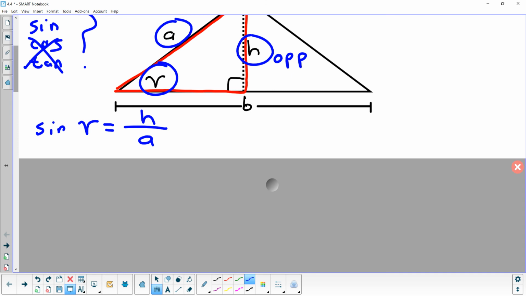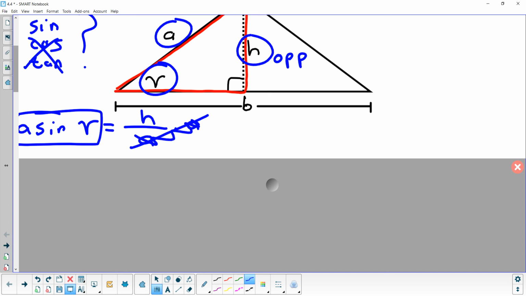So I want to get H by itself. How about Autumn? How would I get this A on the other side? Multiply both sides by A. Yeah, good. Multiply both sides by A. And there you go. There is a formula to find the height: A sine gamma equals H.